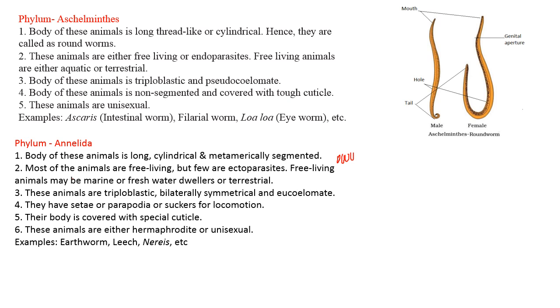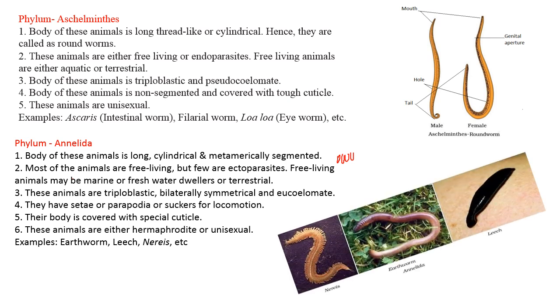Examples: earthworm, leech, and Nereis. So here is a diagram. This is your Nereis, this is the earthworm and the leech. They are going to be examples of the phylum Annelida. If you take a close look at the earthworm or any of them, you can see that they are made up of small segments, as I have shown here.